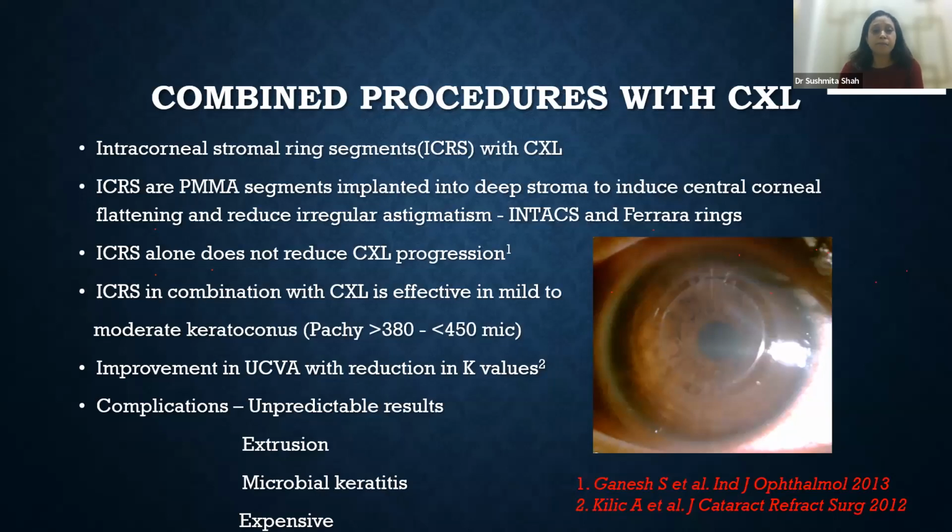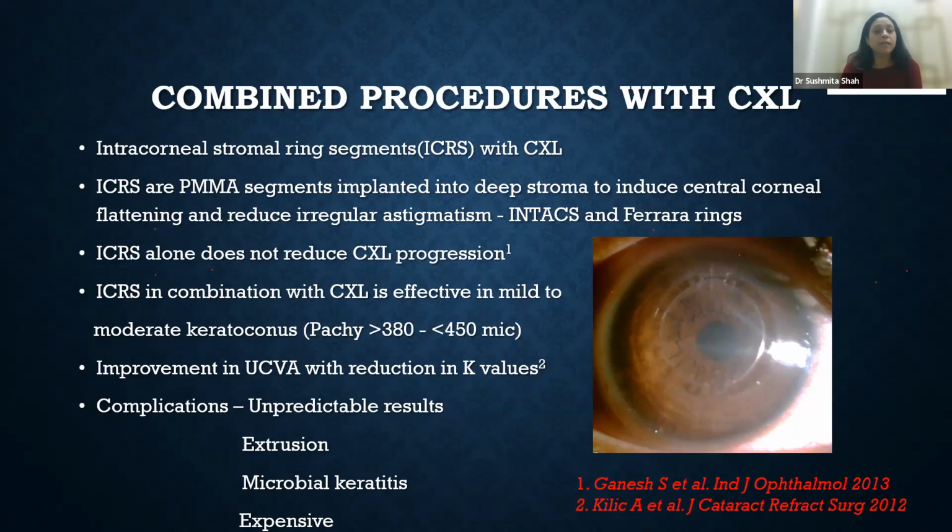The other combined procedure that one can do is combining CXL with intracorneal stromal ring segments. The ICRS, or the intracorneal ring segments, are PMMA segments which are implanted into the deep stroma to induce central corneal flattening and reduce the irregular astigmatism. The commonly available ones are the Intacs and the Ferrara rings. In India, we mostly do the Intacs.